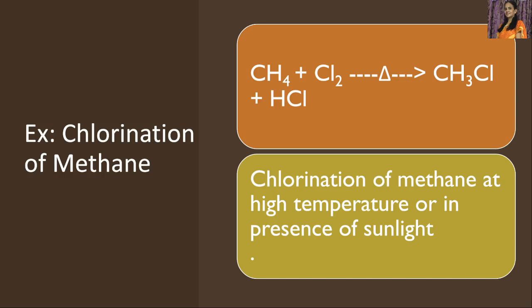Along with chloromethane, or methyl chloride, other highly chlorinated products like CH2Cl2, CHCl3 and CCl4 are also formed. This free radical mechanism also explains the formation of all these molecules. About this reaction mechanism, we will discuss in the next semester.